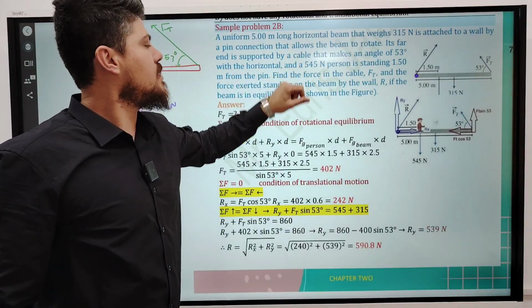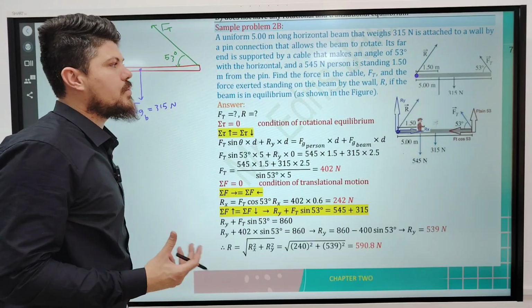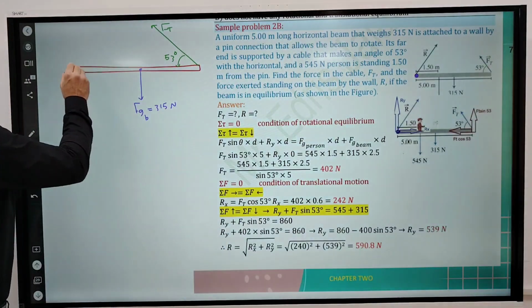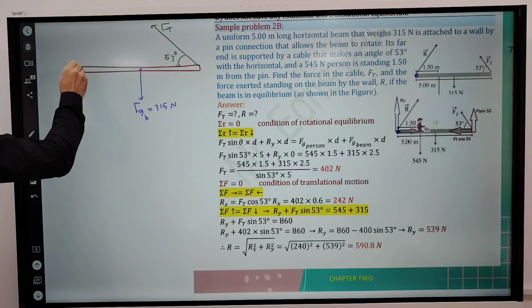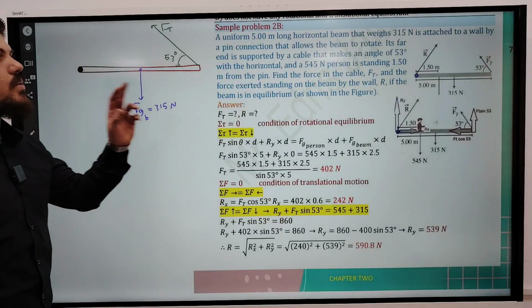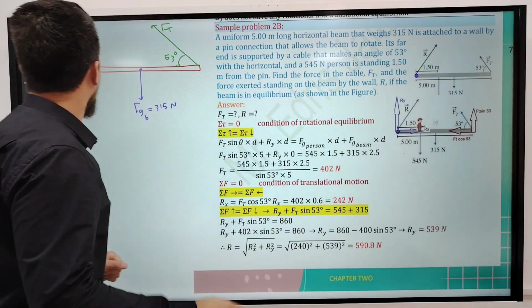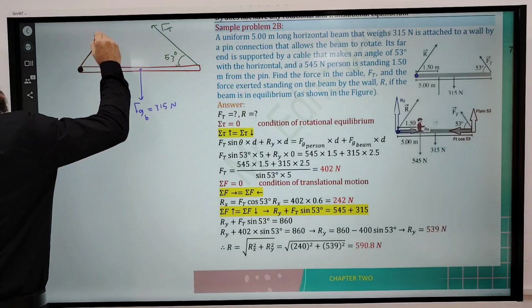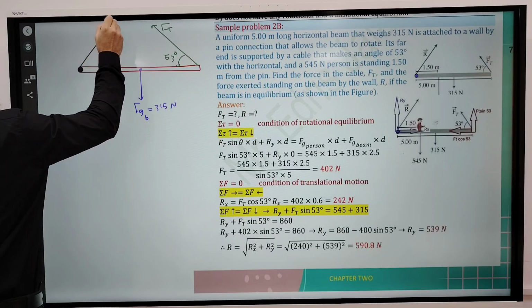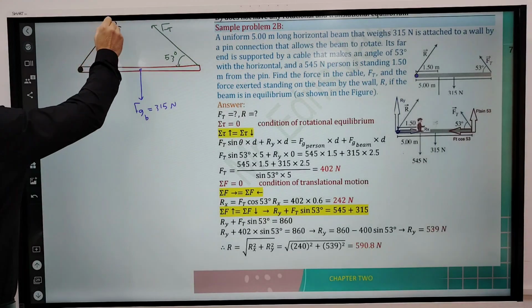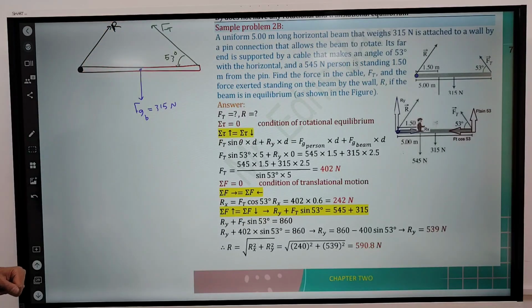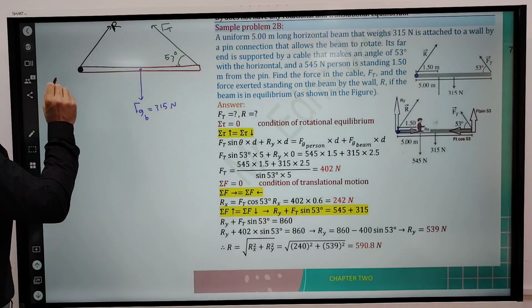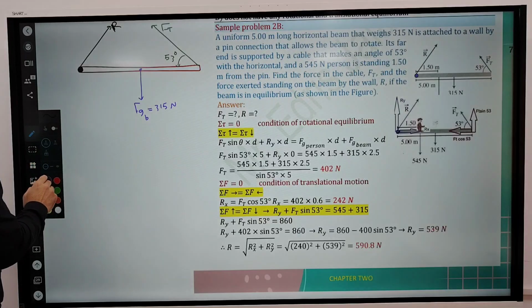And for 545 Newton, a person is standing 1.5 meter from the pin. This is the pin. The pin is located here. Okay? So in this question, the figure is given. This is the reaction force of the wall on the beam, which is equal to R.